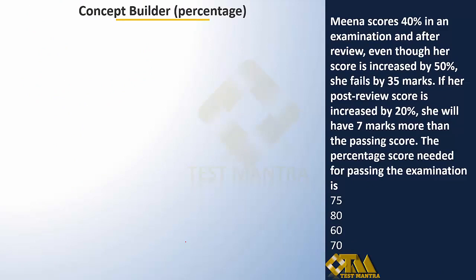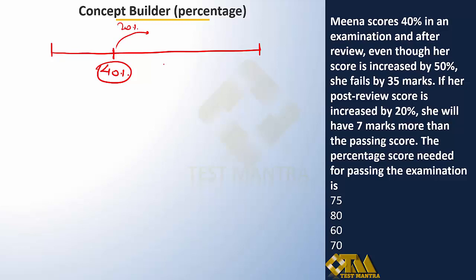Next one. Meena scored 40% in the examination, and here you need to be slightly careful. I'll just draw this in a number line, she scored 40%. Even though her score is increased by 50%. 50% of what? 50% of this. That means it is increased by 20% here. It will have an increment of 20 percentage points basically. That means after review the score is supposed to be nothing but 60%.